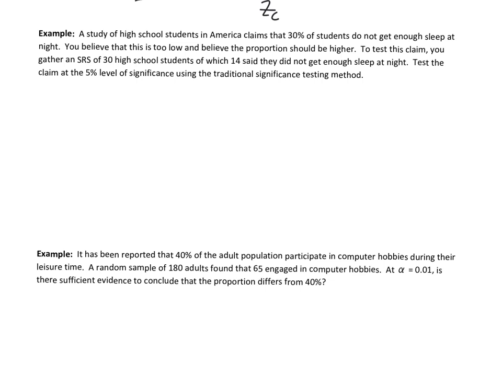So we're going to start off with our null and alternative hypothesis. So our null hypothesis is that the proportion equals 0.30.